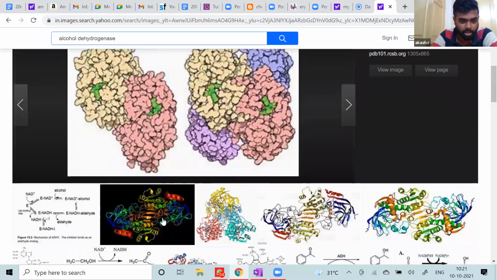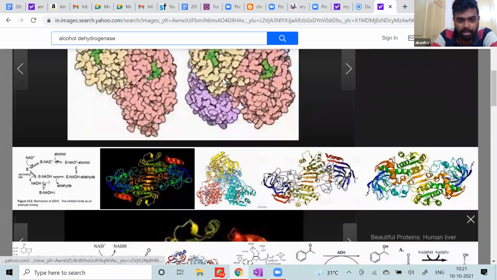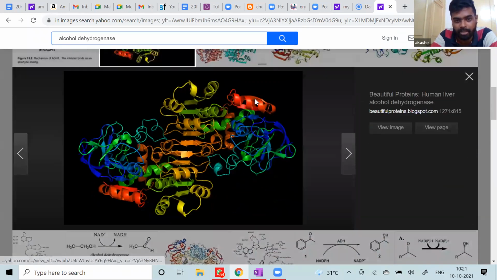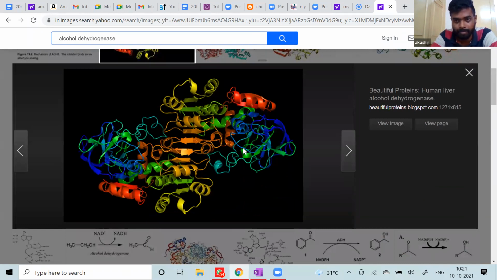Or a better picture I'll show. This is done through an X-ray. It's called X-ray crystallography. Say, you see this is human liver alcohol dehydrogenase, which is nothing but a protein. Right now, all you see is some kind of ribbons and wires, something attached. This is what you see. So this is one level of seeing.